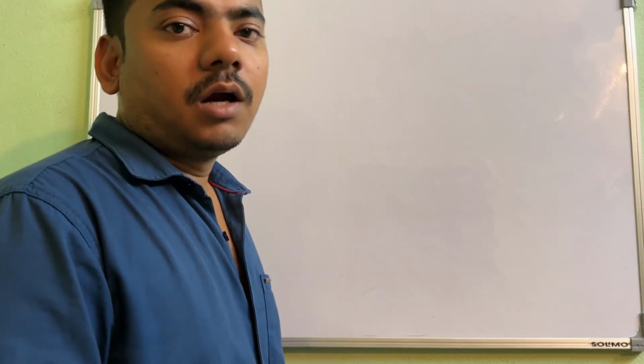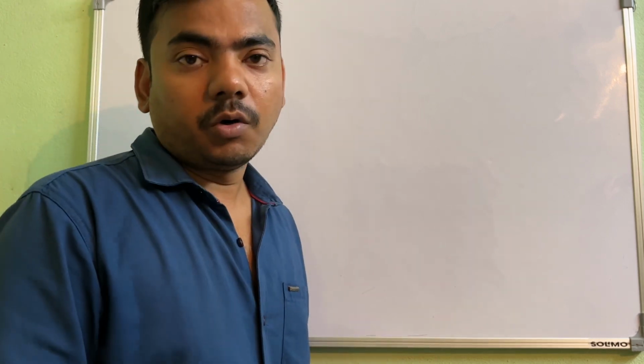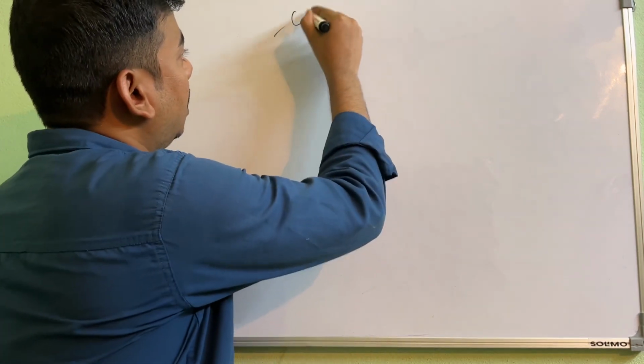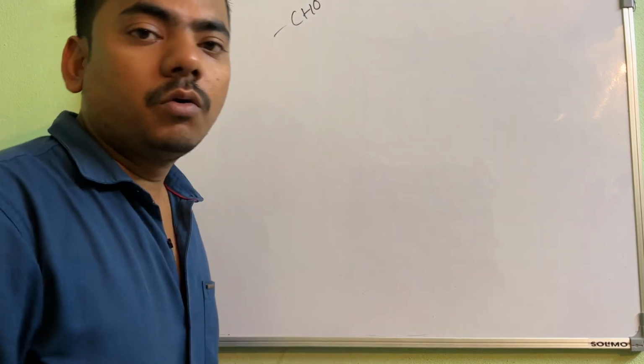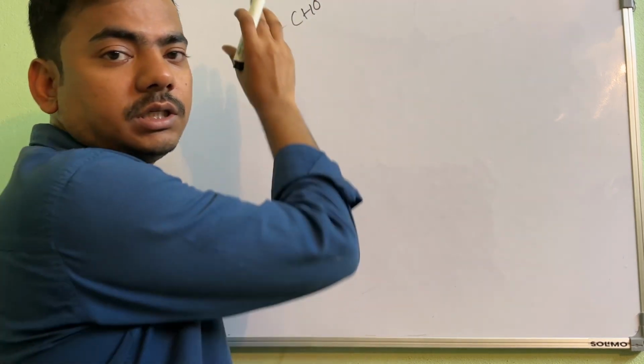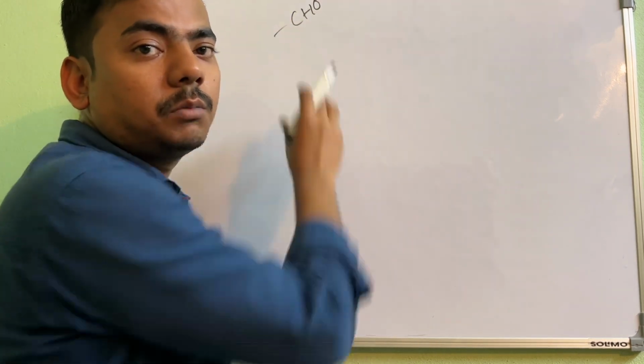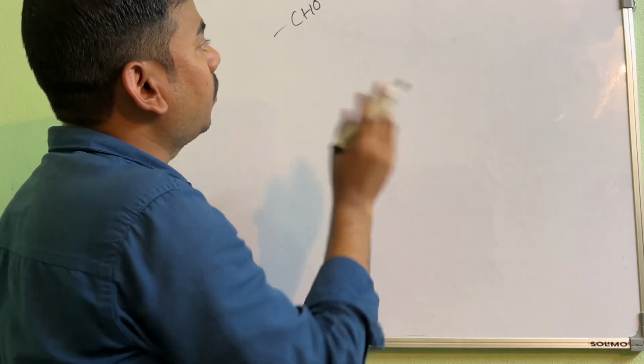Today we are going to learn a few organic reactions which are very important, okay? So basically we are going to learn formylation reactions. These are reactions where an aldehyde is going to be produced, or a CHO group is going to be added. That is nothing but the formyl group, so it is also called a formylation reaction.